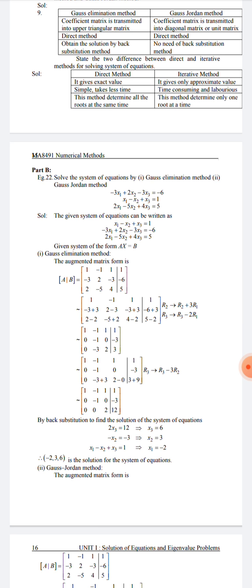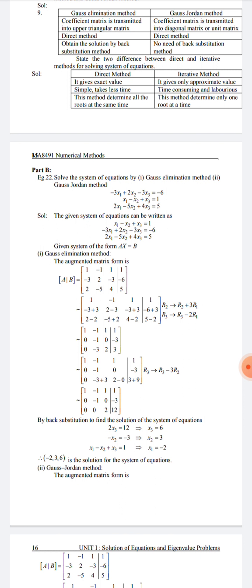The given equations are minus 3x1 plus 2x2 minus 3x3 equal to minus 6. The second equation is x1 minus x2 plus x3 equal to 1. And the third equation is 2x1 minus 5x2 plus 4x3 equal to 5.